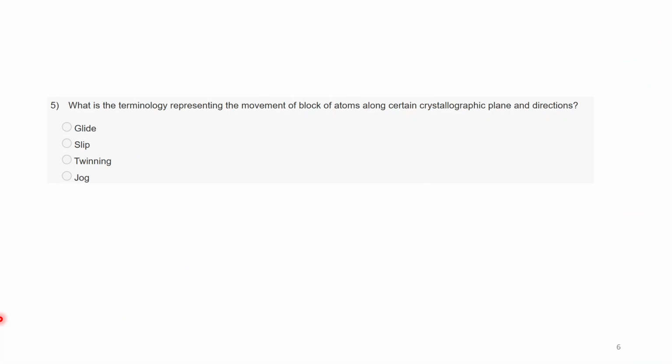Fifth question is, what is the terminology representing the movement of a block of atoms along certain crystallographic planes and directions? Your options are glide, slip, twinning, and jog, and the answer will be slip. The movement of a block of atoms here represents dislocation. If your dislocation moves along the slip planes and in the slip direction, then the terminology is called slip.